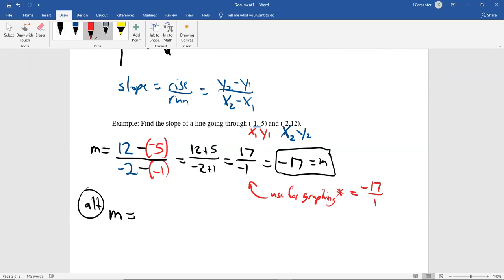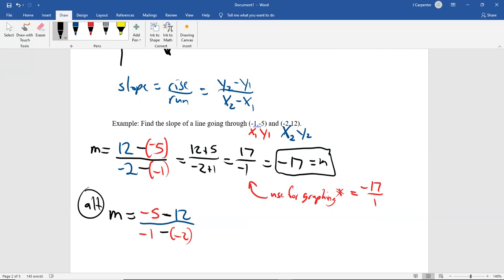So I'm going to go red minus black. So for the y's, I'm going to go -5. That was the y1. Then minus the y2, that should have been in black, and the y2 was the 12. No double negative that time. In the bottom, we're going to go x1 minus x2. -1 minus -2. Well, that is a double negative this time. -1 minus the -2. So that just happens again.